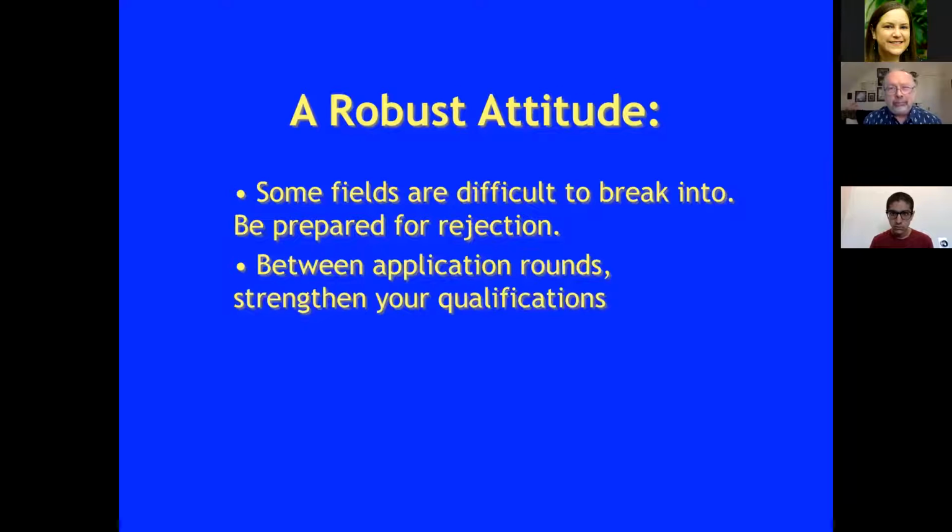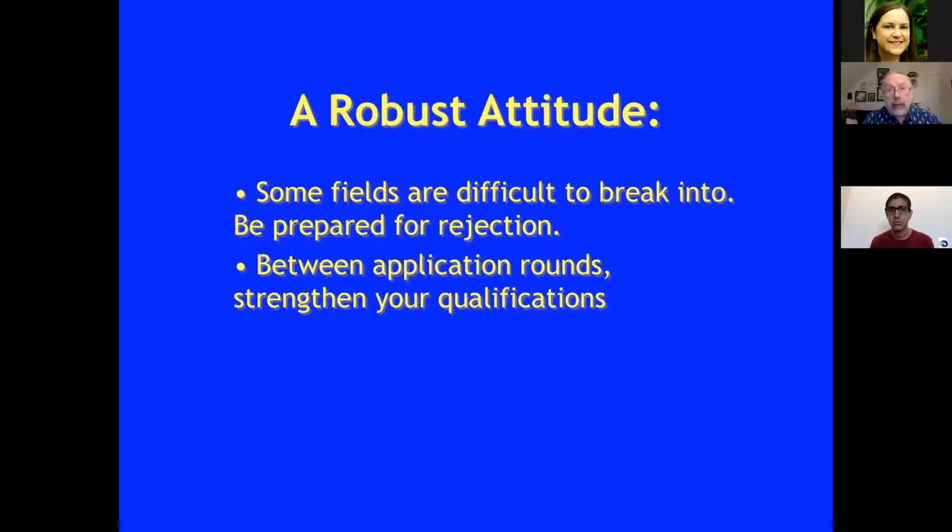Now, between rounds of applications, you really are sort of a loser if you don't strengthen your qualifications. You have an interval of time in which to acquire more qualifications. That may be through a relevant job experience. If you were a geology major, for instance, I would say get a job with an environmental geosciences firm and learn how to operate analytic machinery. That goes into your bag of tricks.